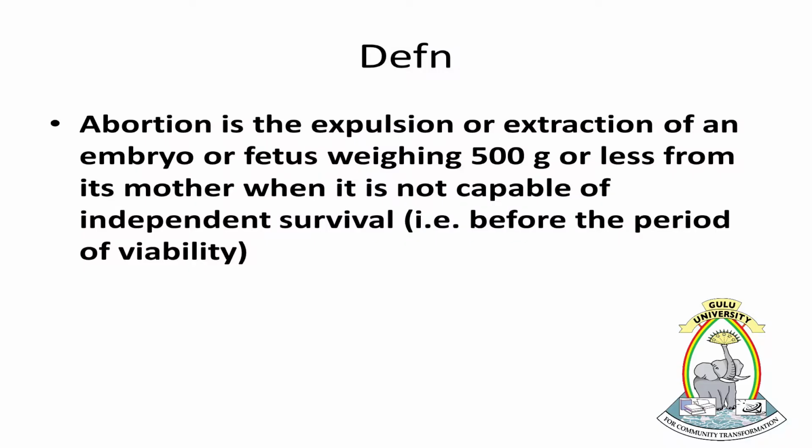Abortion, also described as miscarriage, is the loss of a pregnancy before the age of viability. In the Ugandan context, the age of viability is when the baby is less than 28 weeks of gestation. Although we have also seen that a number of babies who are born just before the age of viability can actually survive.